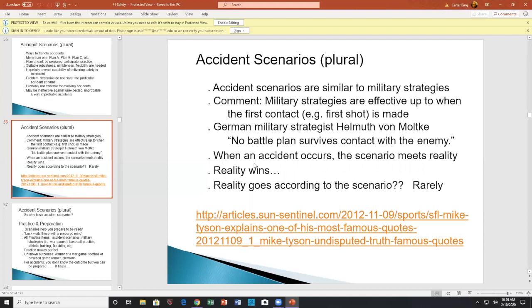And when an accident occurs, your accident scenario meets reality. Hopefully there's a good match, but reality is going to win. Whether reality goes according to the scenario is a big question. Here we have Mike Tyson with one of his famous quotes.